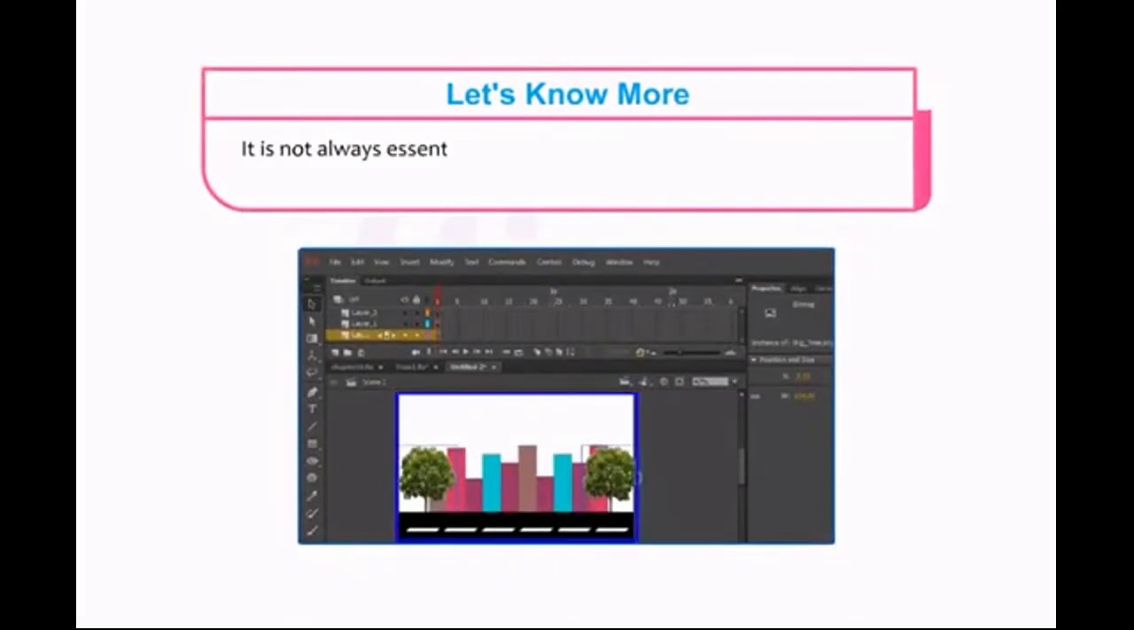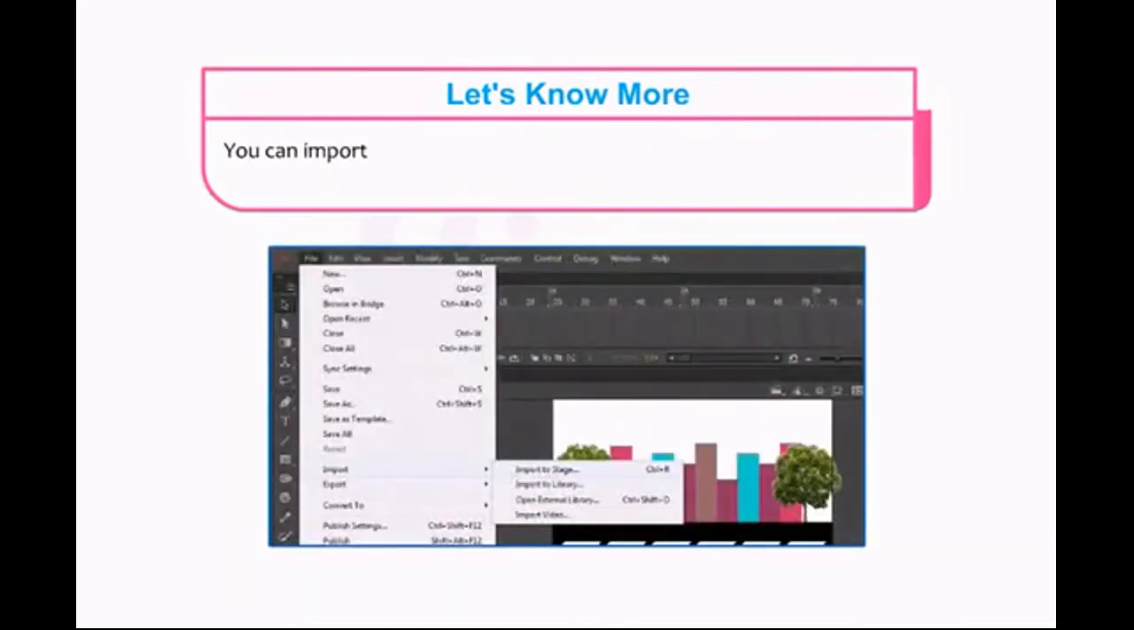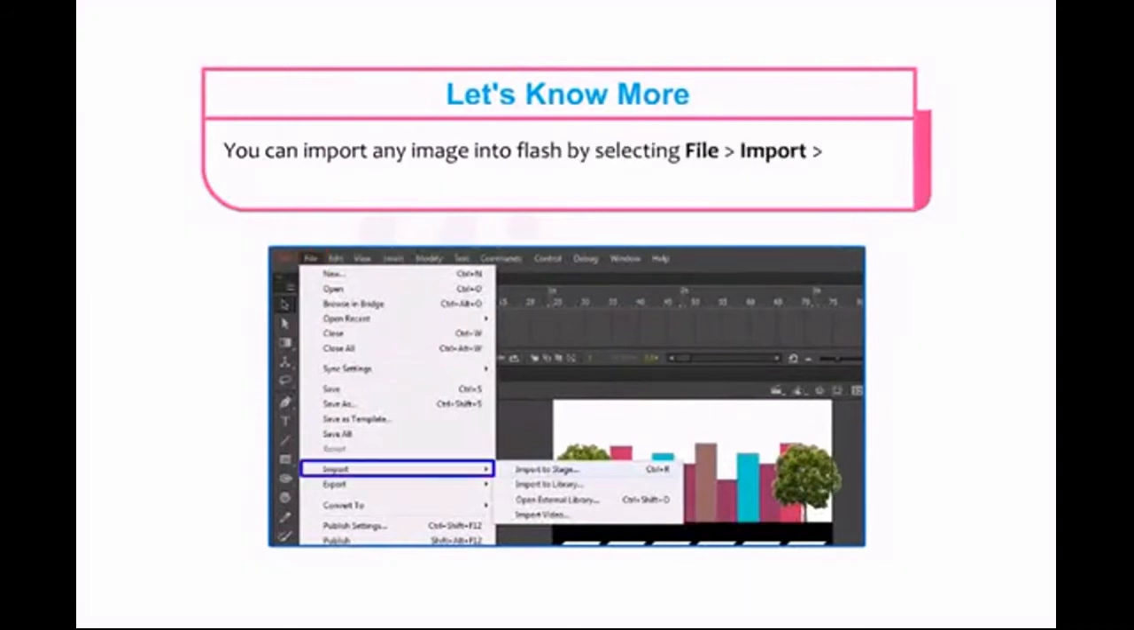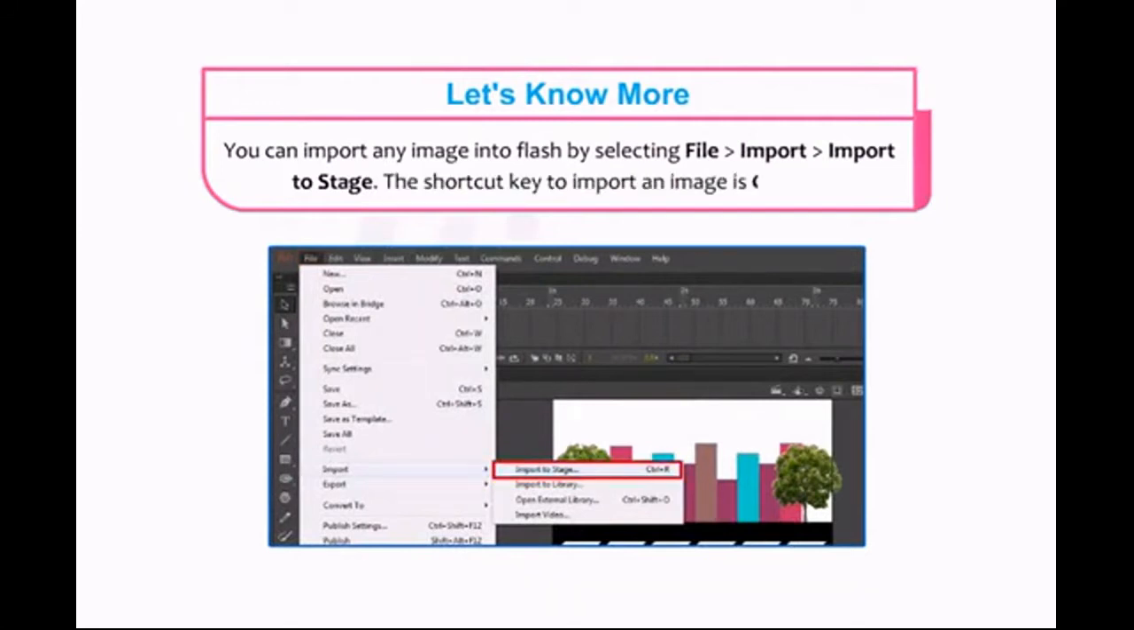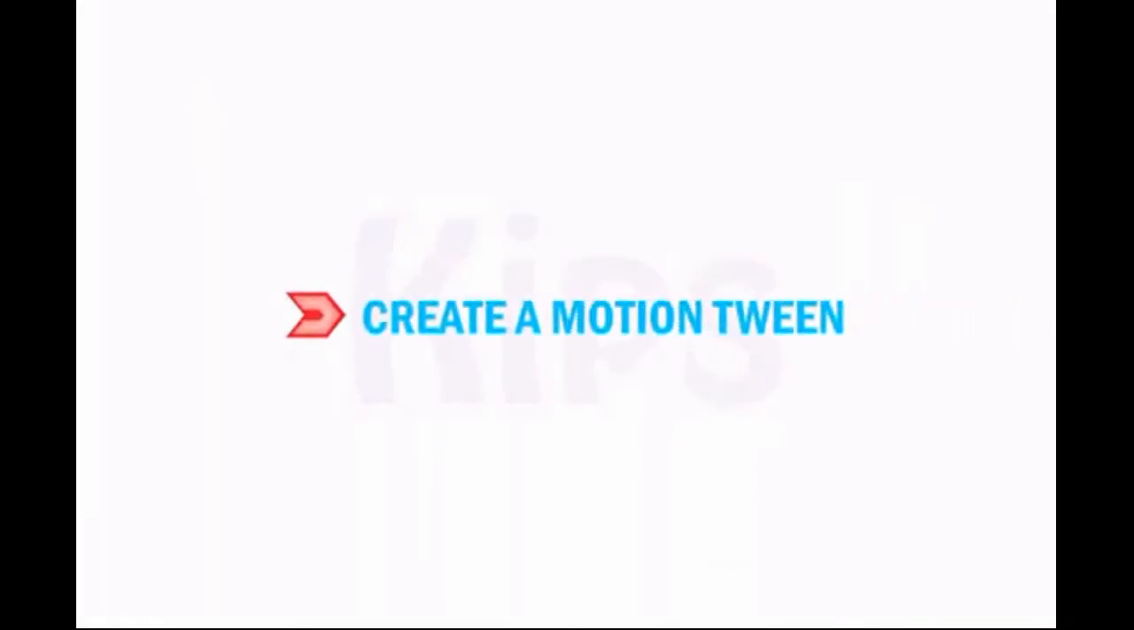It is not always essential to draw an object for animation, as you can also use external images and bitmaps to create an animation. You can import any image into Flash by selecting File, then go to Import, and then go to Import to Stage. The shortcut key to import an image is Ctrl+R. Now let us learn how to create a motion tween.